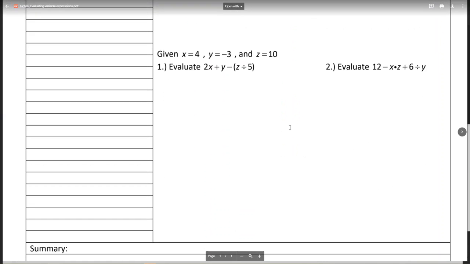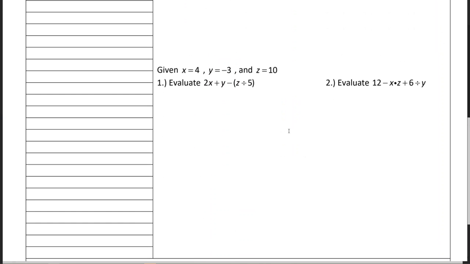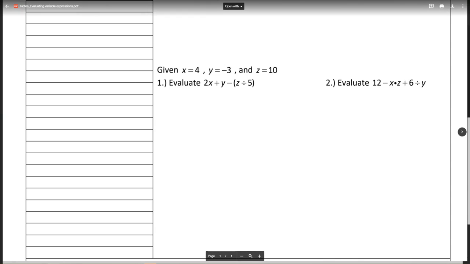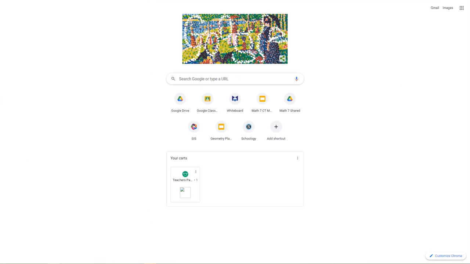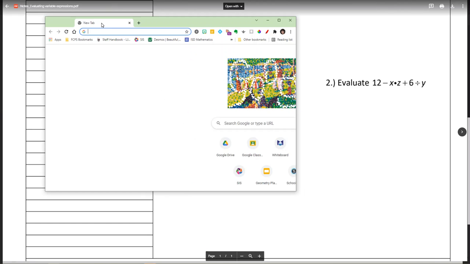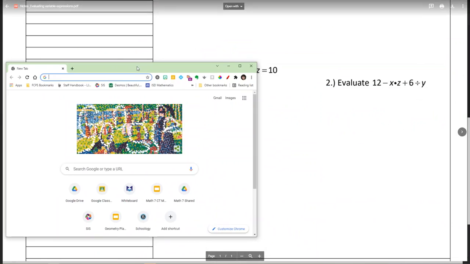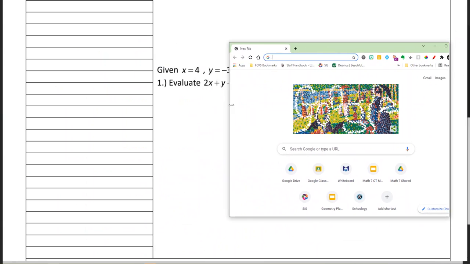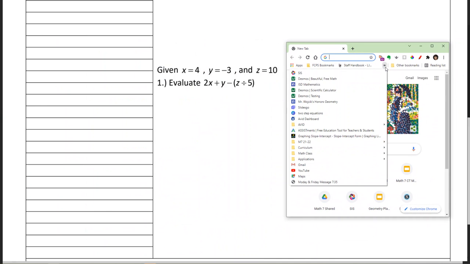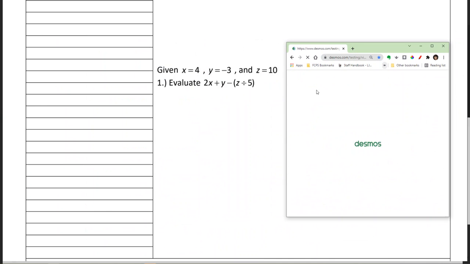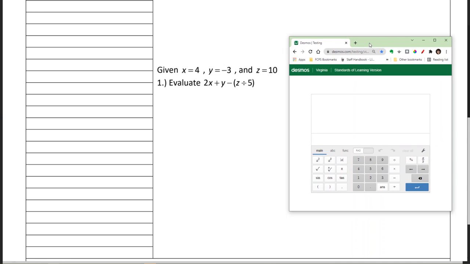We can also go ahead and use Desmos. Okay, so if I want to use Desmos to solve for a problem like this, first we'll open up our Desmos, minimize it so that we can still see our problem. Try and move it out of the way. All right. Make sure that you're opening up the scientific calculator that's used for testing.